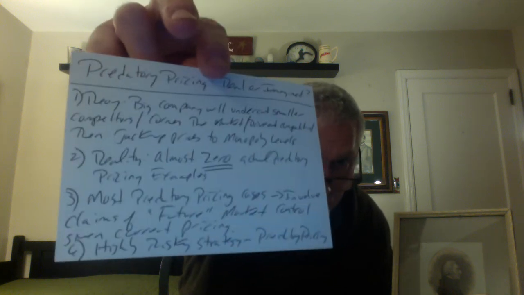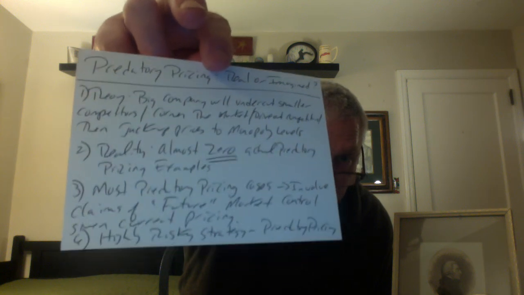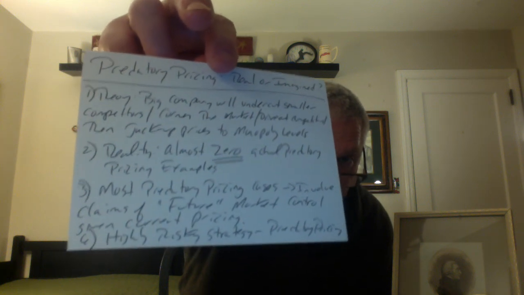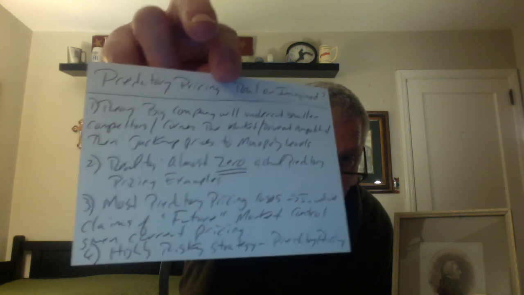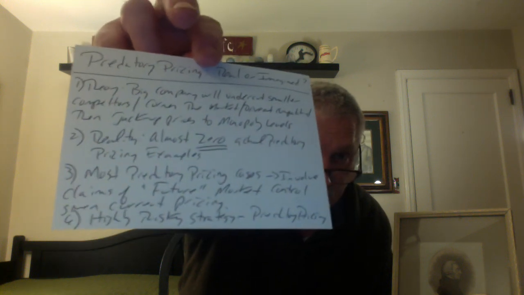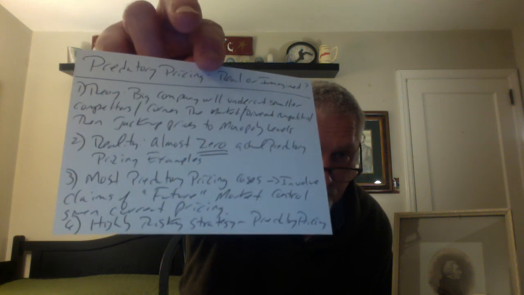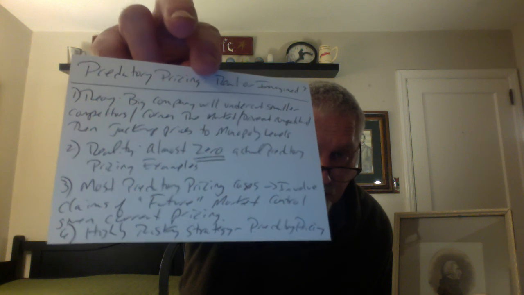So it sounds evil, right? Predatory pricing. But it really doesn't often work, and it's pretty risky. Again, the theory is that this big company is lowering their prices, they'll drive out their competition, drive these smaller companies into bankruptcy, and then immediately jack up their prices to monopoly levels. There's very few instances of that actually happening. Most predatory price claims involve claims of future market control given current pricing. But that doesn't mean there are many examples where you'd see the actual jacking up of the price.